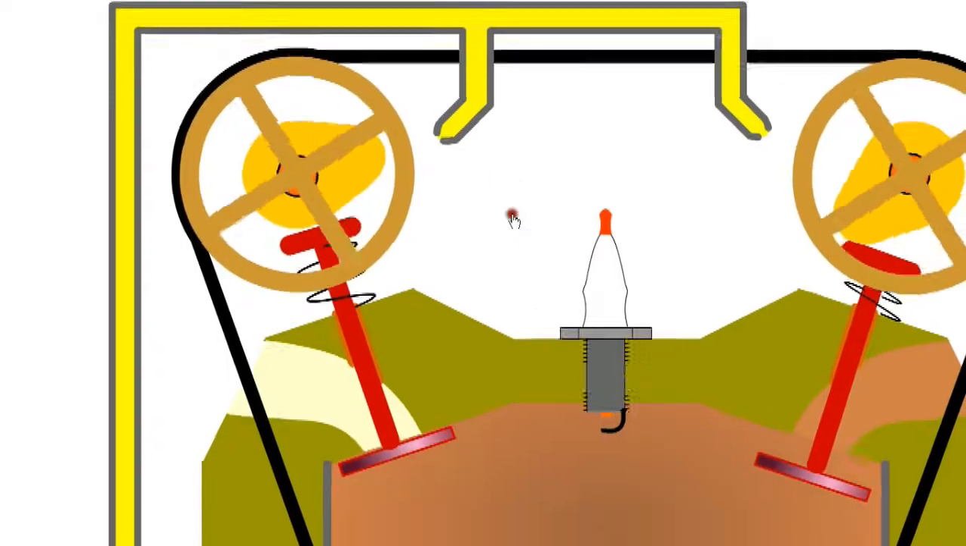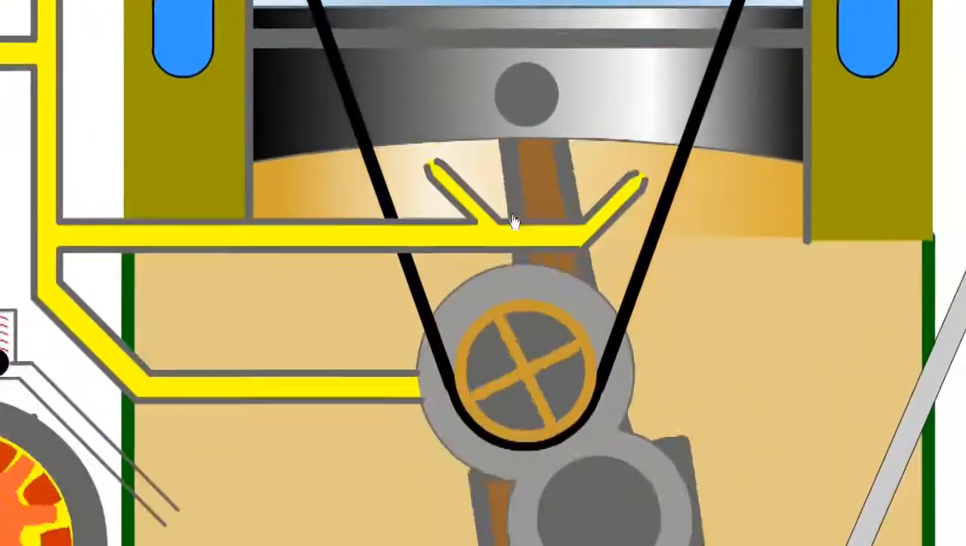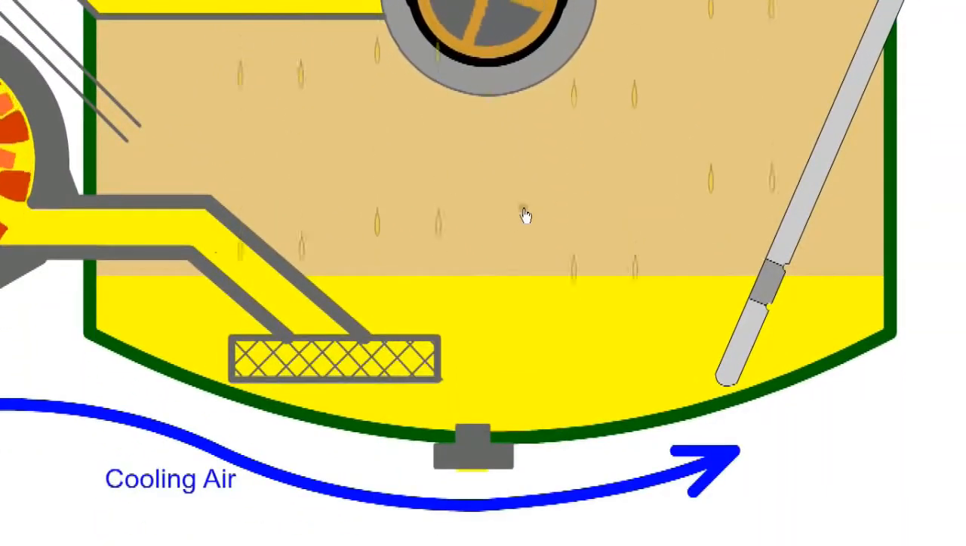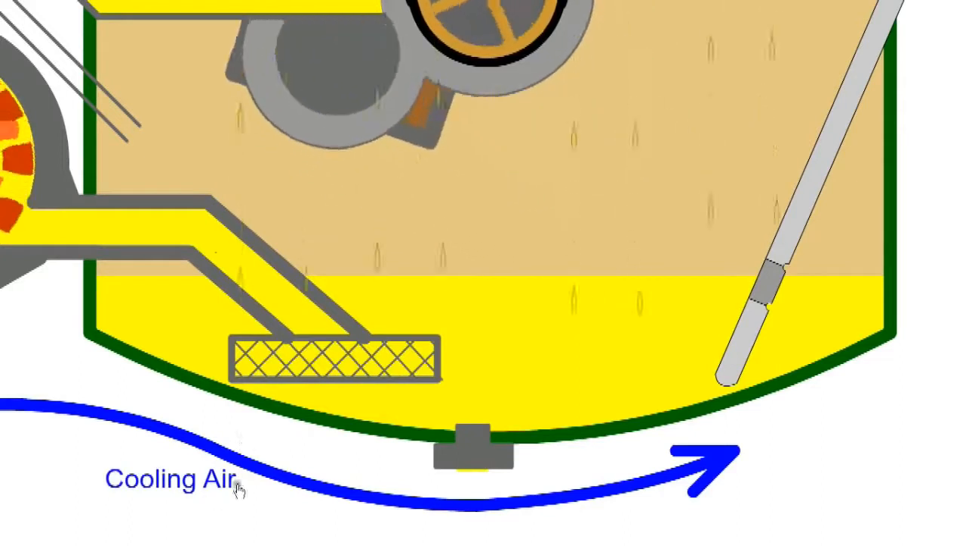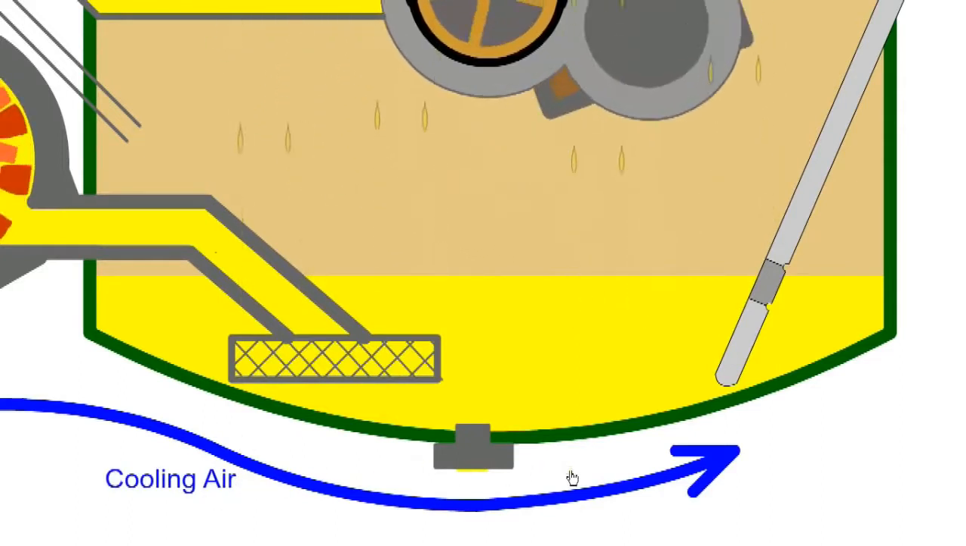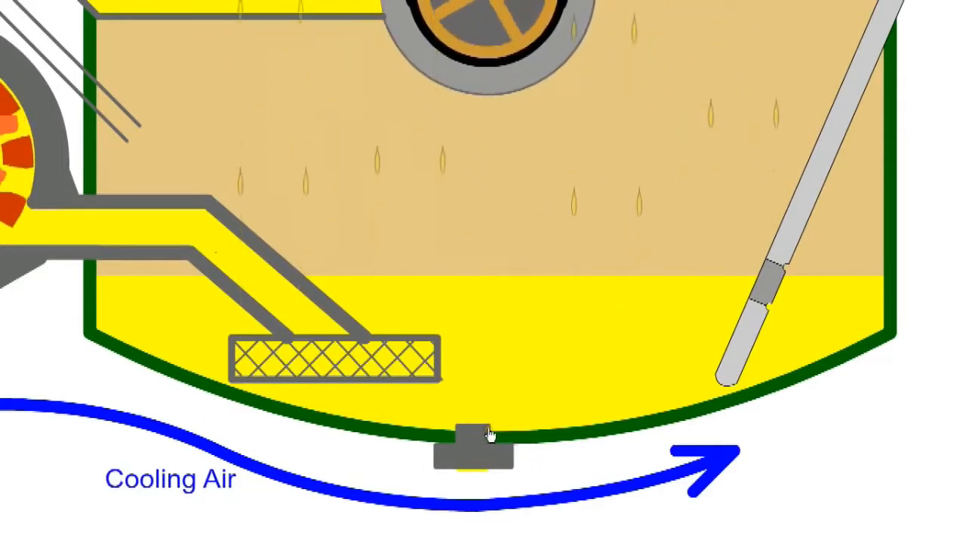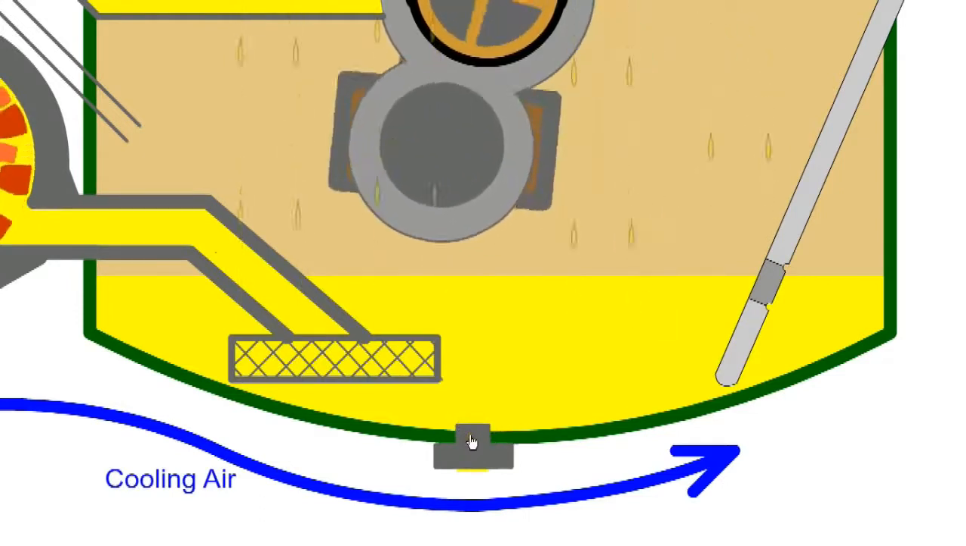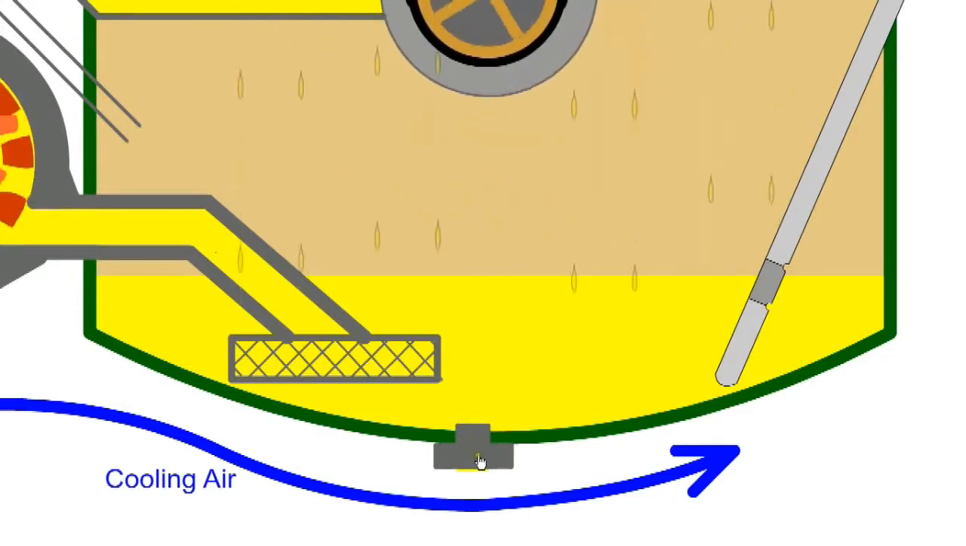When the oil has completed its work, it drains by gravity back to the sump where the heat is dissipated to the surrounding air. Any metal particles in the oil will be deposited at the bottom of the sump where they will be attracted to the magnetic drain plug.